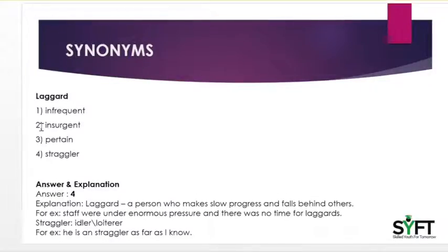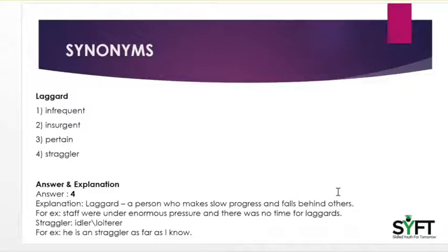Now the fourth one, laggard. What is the synonym of laggard? Your first option is infrequent. Second is insurgent. Third is pertain. Fourth is straggler. So your answer is the fourth one, straggler. How? Explain it. Laggard means a person who makes slow progress or falls behind others.